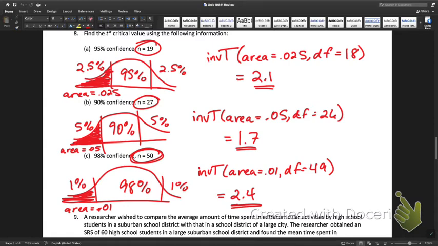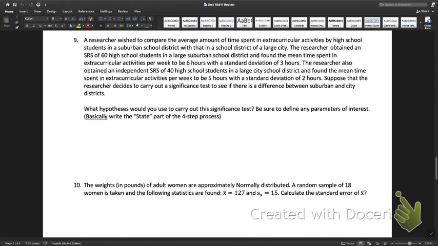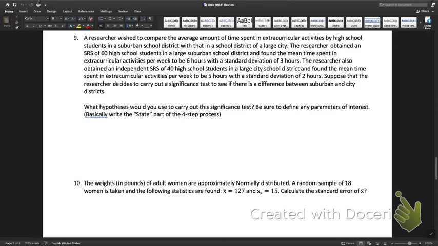Let's look at number 9. Number 9 says, a researcher wishes to compare the average amount of time spent in extracurricular activities by high school students in a suburban school district with that of a school district in a large city. The researcher obtained an SRS of 60 high school students in a large suburban school district and found the mean time spent in extracurricular activities per week to be 6 hours with a standard deviation of 3 hours. The researcher also obtained an independent SRS of 40 high school students in a large city school district and found the mean time spent in extracurricular activities per week to be 5 hours with a standard deviation of 2 hours.